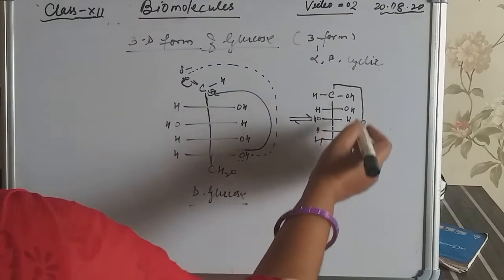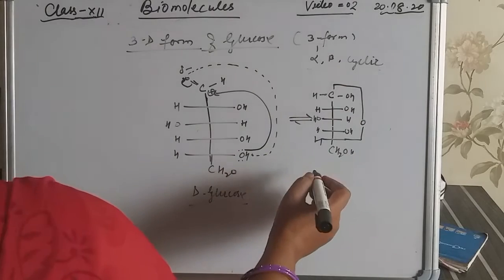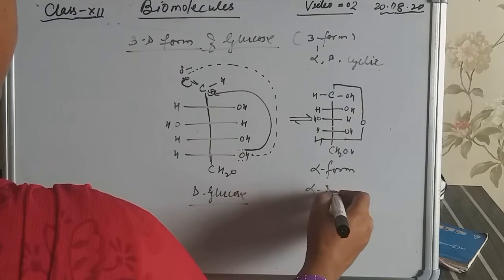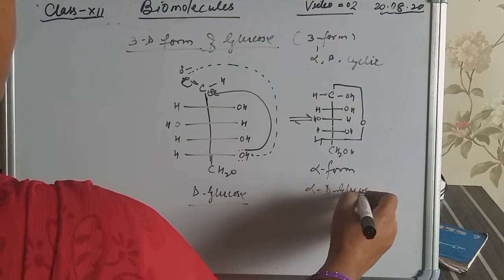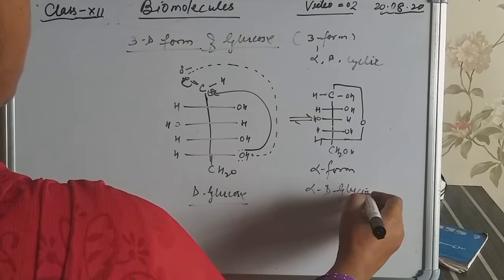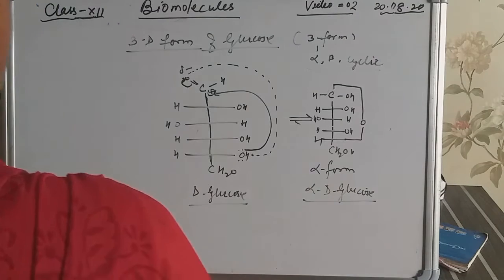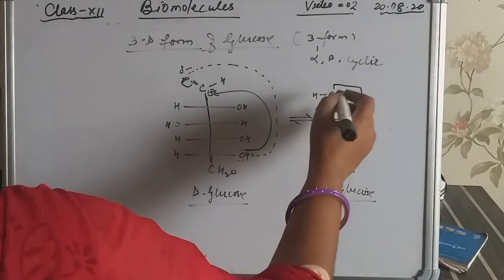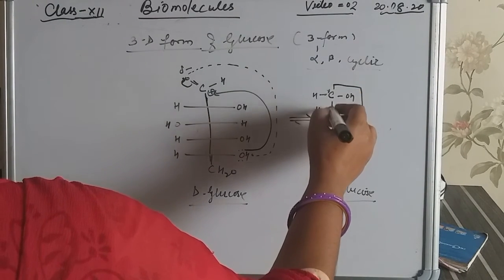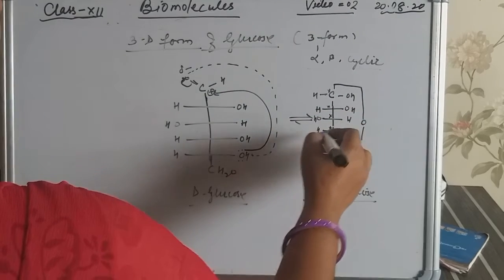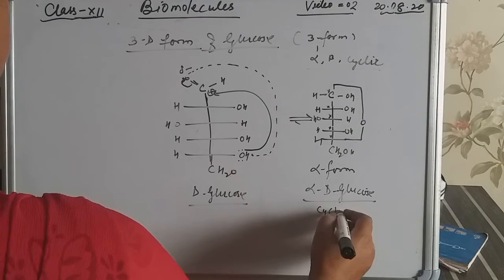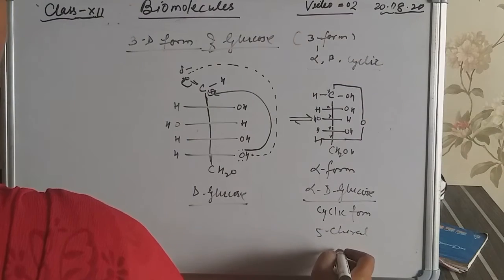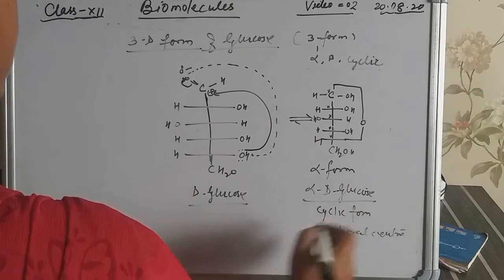This type of cyclic structure is called the alpha form, or alpha D glucose. How many chiral carbons are present? A total of 5 chiral carbons, 1, 2, 3, 4 and 5. So it is the cyclic form, and a total of 5 chiral centers are formed.